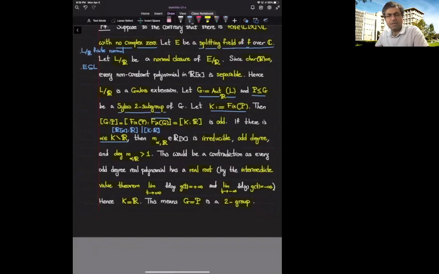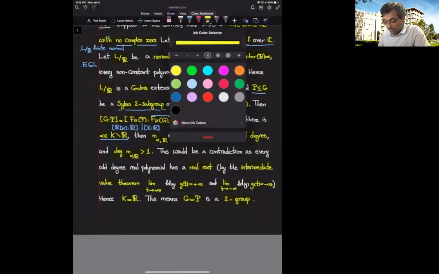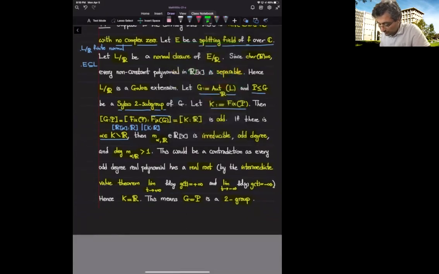Now let's recall what the fundamental theorem of Galois theory tells us about the field K. By the fundamental theorem of Galois theory, we have the index of the subgroup P inside G. What number is it? So here is actually where the Sylow 2-subgroup comes into the picture. When P is a Sylow 2-subgroup, the cardinality of P is a power of 2, and the index of P in G is an odd number.